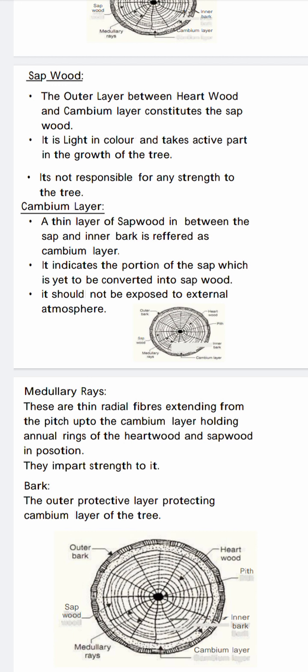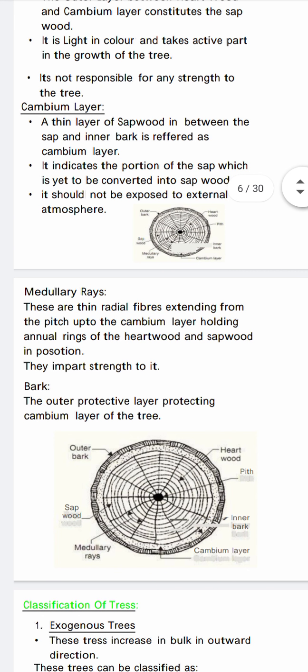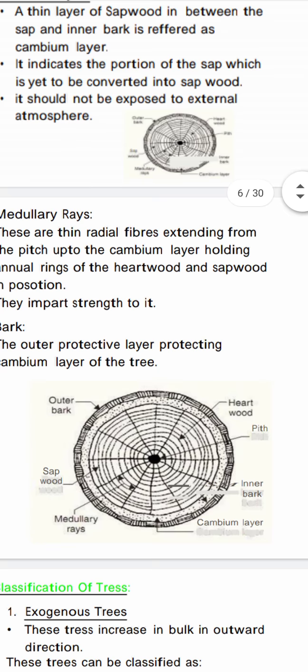Medullary rays. These are thin radial fibers extending from the pith up to the cambium layer, holding the annual rings of the heartwood and sapwood in position. They impart strength to it. Bark: the outer protective layer protecting the cambium layer of the tree.